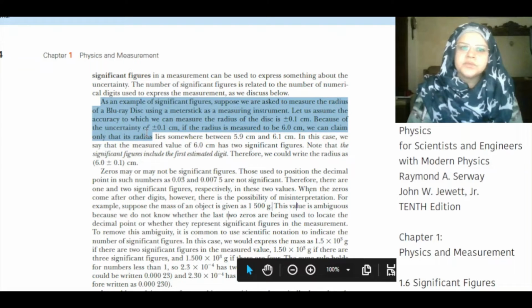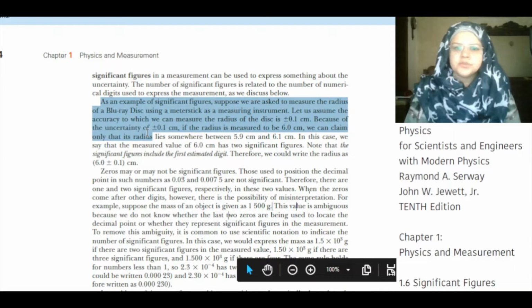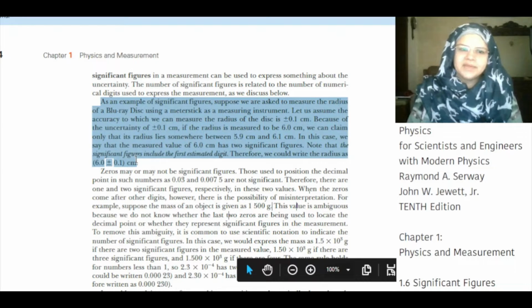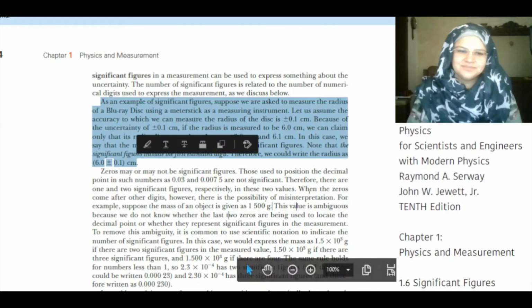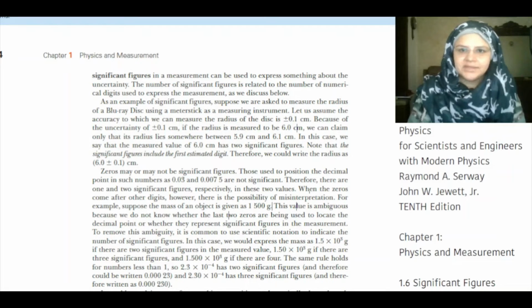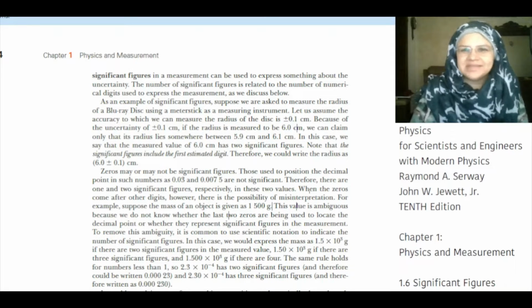In this case, we say that the measured value of 6.0 has two significant figures. Note that the significant figures include the first estimated digit. Therefore, we would write the radius as 6.0 plus or minus 0.1 centimeter. 6.0 plus or minus 0.1 centimeter means that the value lies somewhere between 5.9 centimeter and 6.1 centimeter.